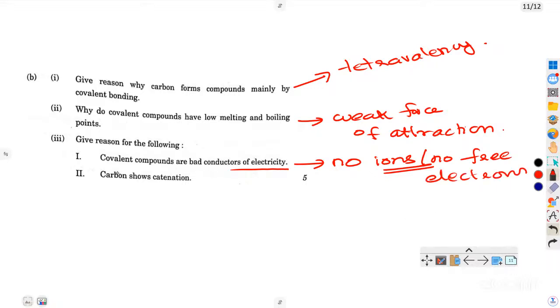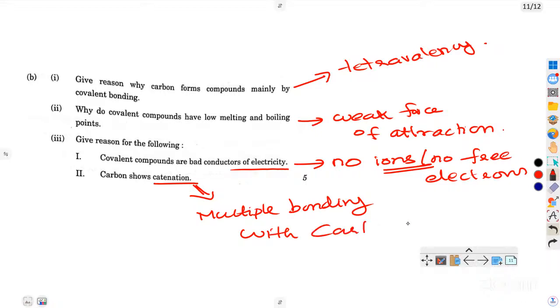Then carbon shows catenation. Why? Because it can form multiple bonding with carbon atoms and other atoms. That is the thing. Okay, exactly. Long chains, branches. Okay, you can include that one.